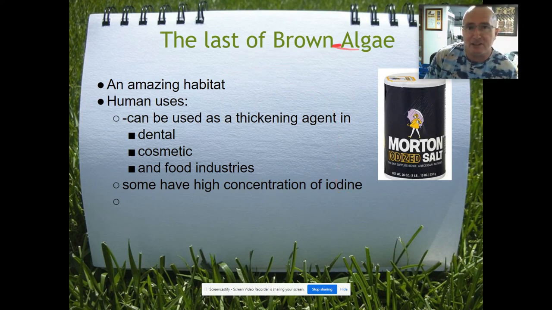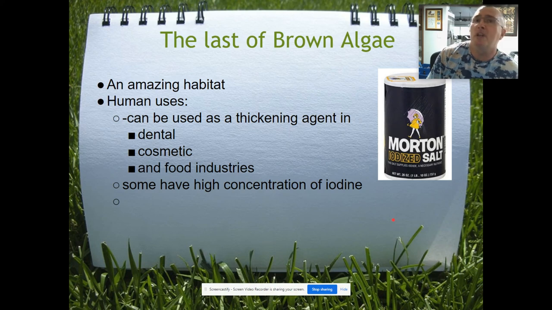Some of the last little bits on brown algae, the brown seaweeds, things that we've already talked about. One is that it's an amazing habitat. We saw lots of video clips and pictures of that. We as humans use it also. It's a thickening agent. It's found in the dental profession, cosmetics, and in foods. One key thing to talk about briefly is that many species have a very high concentration of iodine. Iodine is something that we need in our diet. It helps to regulate our thyroid gland, found up here in our neck, and early childhood development. It helps with brain development.